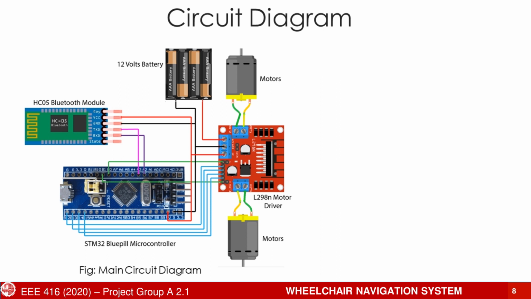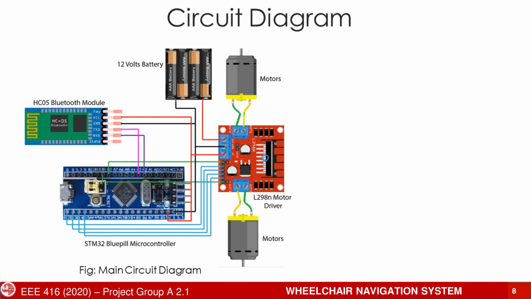STM32 microcontroller is the main programming unit of our whole project. HC05 Bluetooth module is being used for wireless communication. The commands are received by the Bluetooth module, which are sent to the microcontroller. After that, according to the instructions of the microcontroller, the L298N motor driver operates the two motors connected to it.